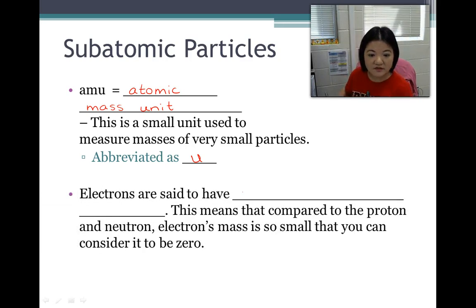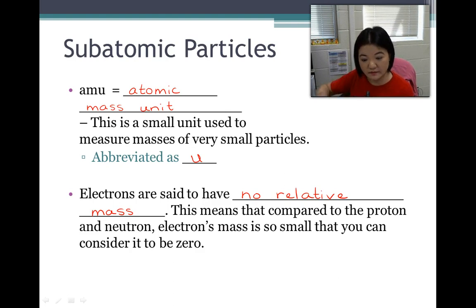Electrons are said to have no relative mass. Now notice the word relative. What that means is that when we are comparing to the protons and the neutrons, the electron's mass is really, really small, so much that we can consider them to be zero mass.